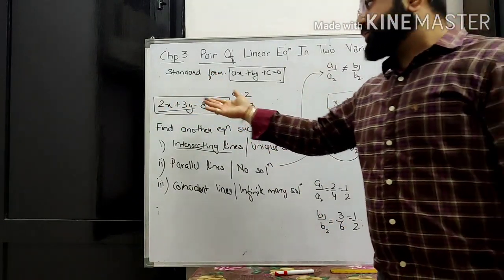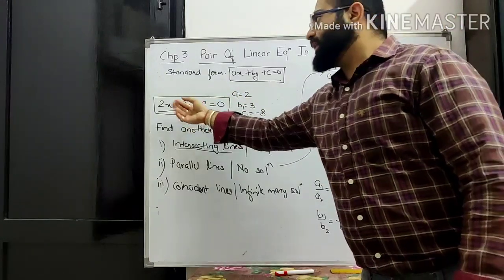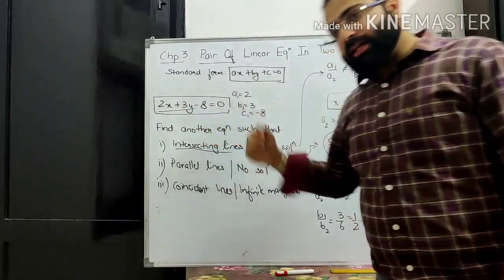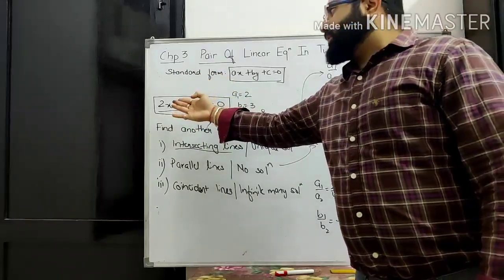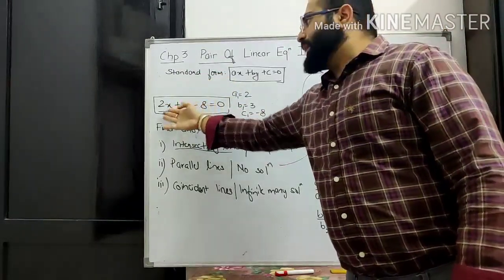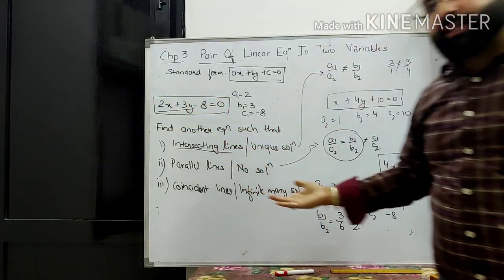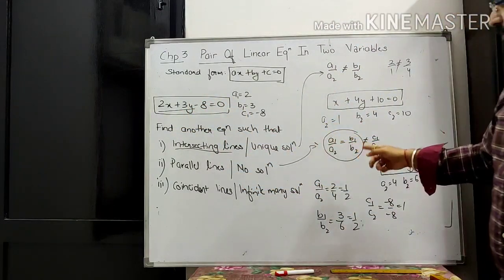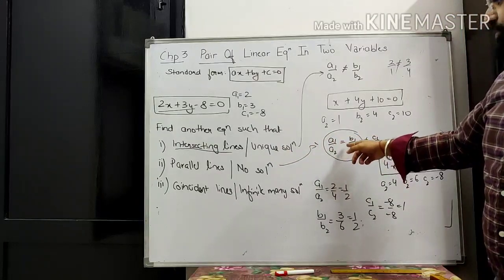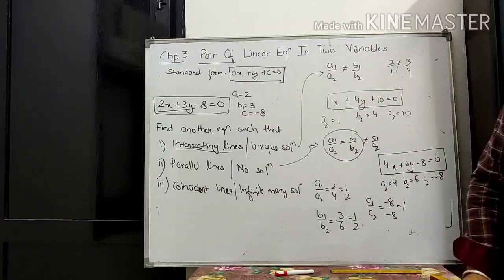What can you do from your side? You can multiply both the terms by 3. So you'll get 6x plus 9y. Again you'll get the answer. Or you can take the fourth multiple, multiplying both terms by 4. You'll get 8x plus 12y. Again you'll get the answer, because if you consider any multiple like this, then you'll always get the ratio a1 by a2 equal to b1 by b2.